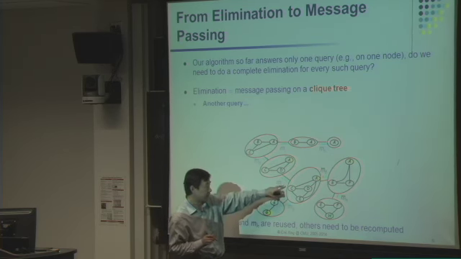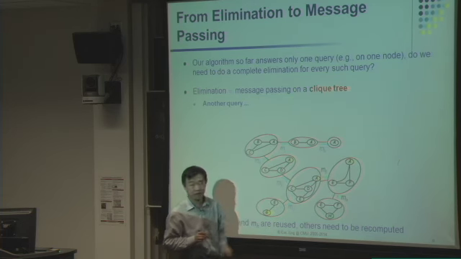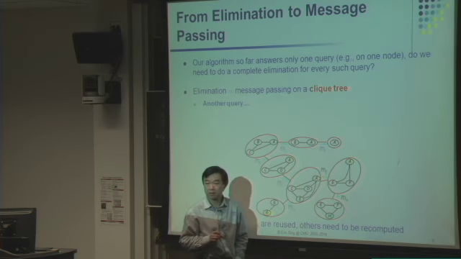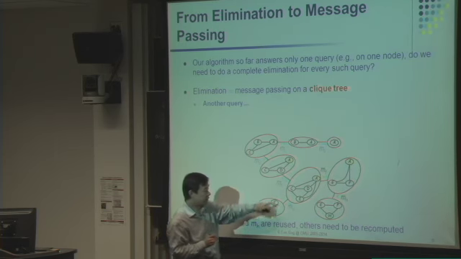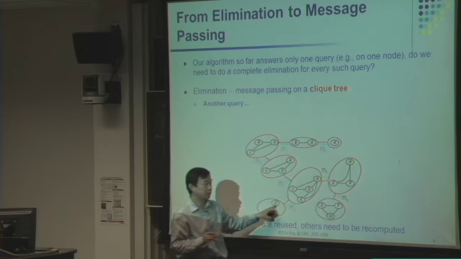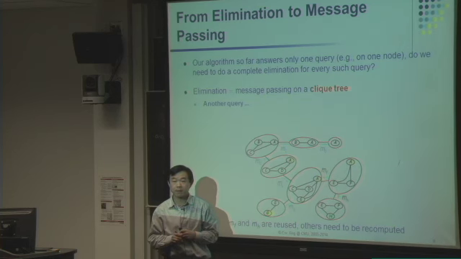They could be different because even though they come out of the same clique, they go to different neighbors. But how about this one and this one? Even if you collect information from here, they still need to go through this path. Therefore, these two messages will be reused, right?